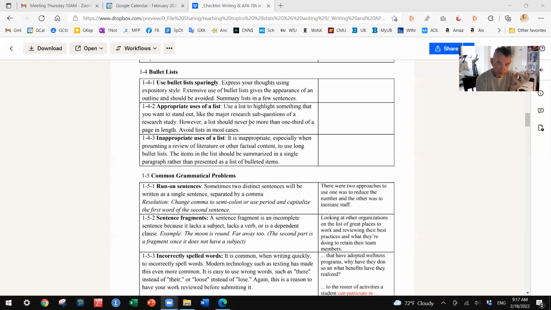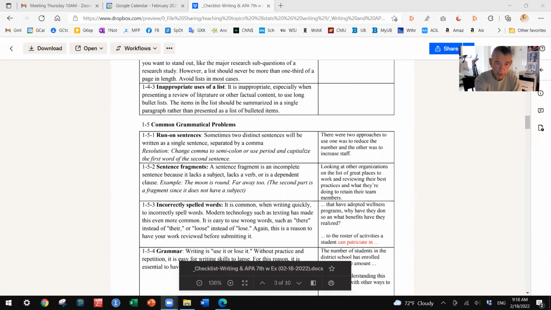Express your thoughts in the expository style. Summarize the main points from those bullets. There are appropriate uses of lists if you want to highlight something to stand out, as long as it's not too long, like the major research sub-questions of your paper. That makes sense. But a list should never be more than a third of a page in length, never, ever. Avoid lists in most cases. Inappropriate uses of a list, especially when presenting a review of literature and other factual content, are long bullet lists. Summarize the main message from that list of bullets. Just do not use them.